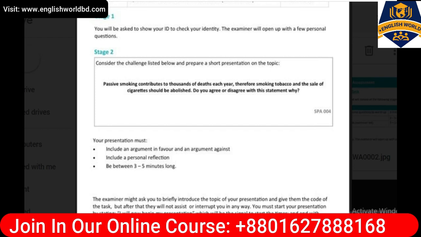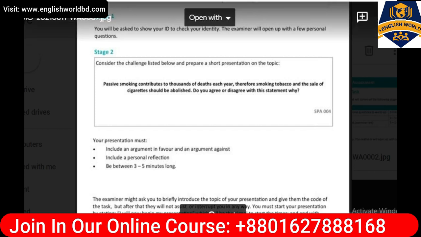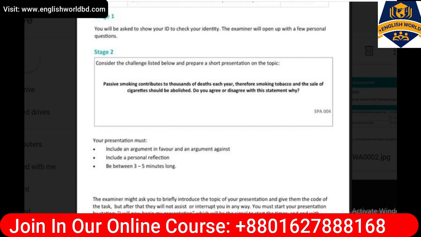and that's why smoking tobacco and the sale of cigarettes should be abolished. Abolished means like abandoned, curtailed you can say, or avoided you can say. And do you agree or disagree with this statement? So do you support it or you don't support it? You have to go for the two sides here. The same thing, include an argument in favor and an argument against. So this is another topic, topic number 4, that you have to study properly.